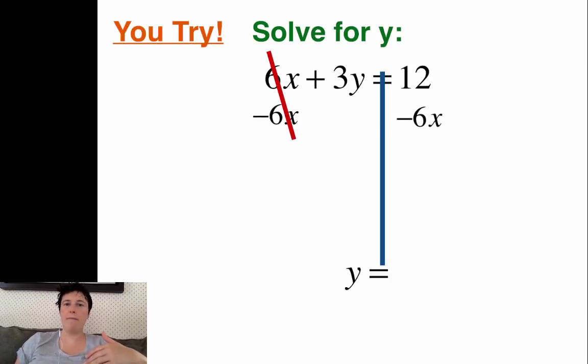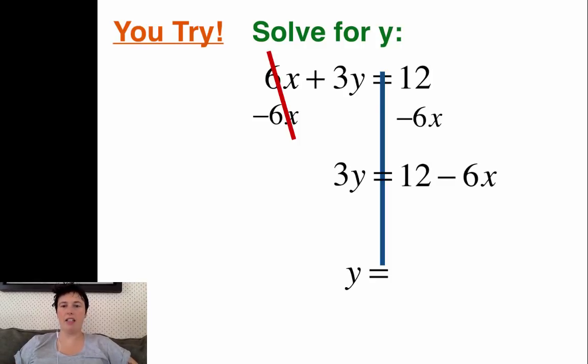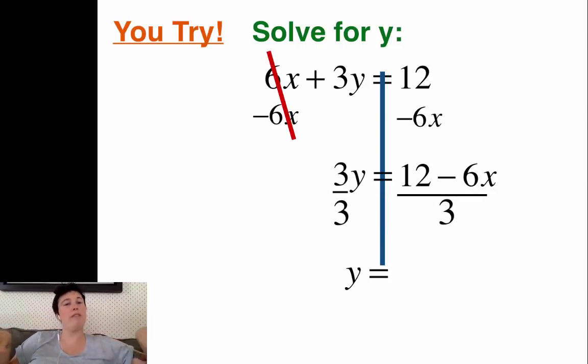So I'm going to take the 6x away to the other side. Move it out of the way. That's going to leave a 3y. And then on the opposite side, 12 minus 6x. Well, I'm just going to write 12 minus 6x. I can't put those together because 12 and 6x are not the same thing. They're not like terms. And then I got to solve for the y, so I got to get rid of the 3. So I'm going to divide by 3 on the left and right. And it's going to be a big division, a big fraction.